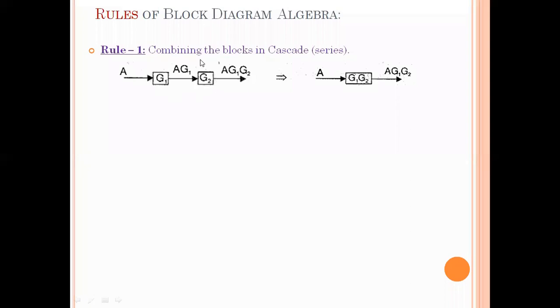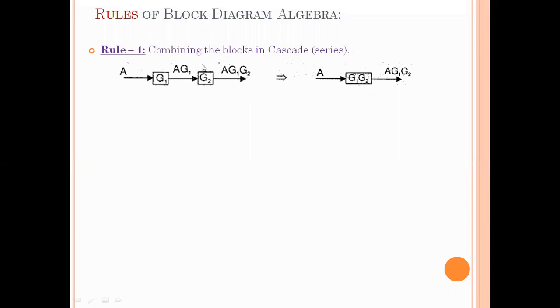Right? So instead of these two blocks, we can replace them by a simple block where the output will be the same. I have replaced the G1 and G2 blocks by a single block, which is G1 G2. If I multiply G1 and G2, then I'll get the G1 G2 block. Now if input A is given to this G1 G2 block, then the output will be A into G1 into G2. You can see the input is the same and the output is the same, and these two blocks are simply replaced by a single block with the gain of G1 G2.